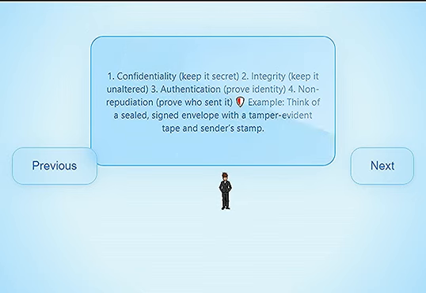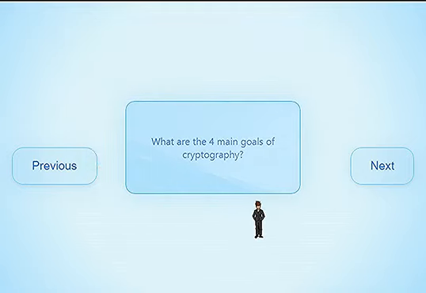The 3 main goals of cryptography are confidentiality, integrity, and authentication, and for the 4th one, non-repudiation. These goals are important because they ensure that the information being transmitted is secure and accurate. Confidentiality means that the message is kept secret, so that only the intended recipient can read it. Integrity means that the message has not been tampered with or altered in any way. Authentication means that the identity of the sender is verified. Non-repudiation means that the sender cannot deny having sent the message. So, the sealed envelope with a tamper-evident tape and sender's stamp serves as a physical analogy for these.